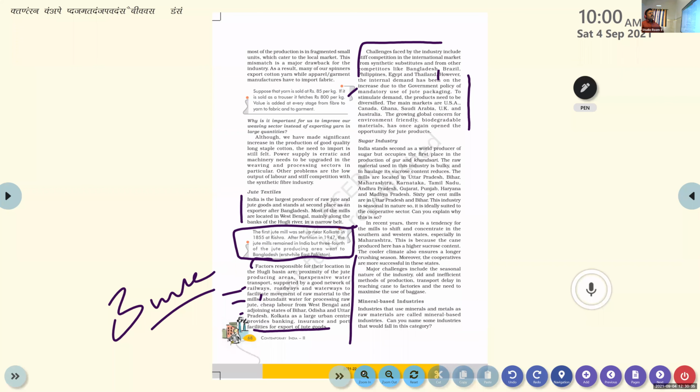Clear? Is that clear or not? Yes, sir. Okay. So 2 minutes for you people. Please read that. So the question is, what are the challenges faced by the jute textile industry, and what are the steps taken by the government to improve the jute production? Okay. So please read it.